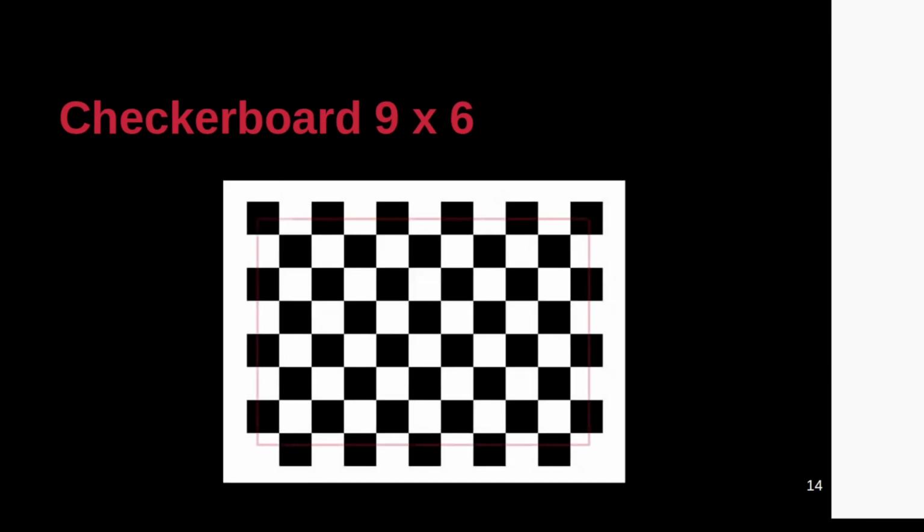This checkerboard test pattern has 11 squares across and 8 squares down. The program uses only the inner corners of the squares for calibration. The parameter values are 9 by 6.